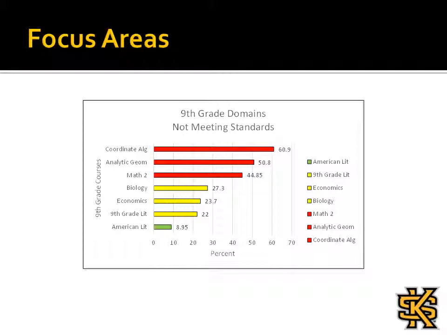As we shift our attention to students not meeting standards for EOCT assessments, our primary focus is in the mathematical content area. All 3 domains, Coordinate Algebra, Analytic Geometry, and Math 2, show a disproportionate percentage of students not meeting state standards compared to other content areas for 9th grade students. The remainder of this presentation will focus on those 3 courses.